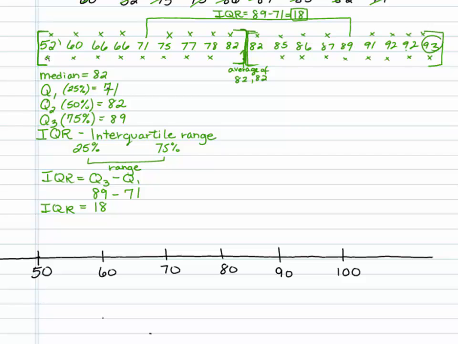So I wanted to take a minute and set up a graph that we're going to be doing our box plot on. And you have to plot certain data. You have to plot the two extremes, the minimum data and the maximum data.